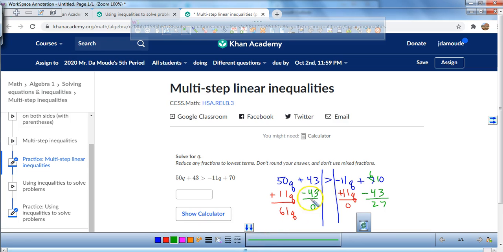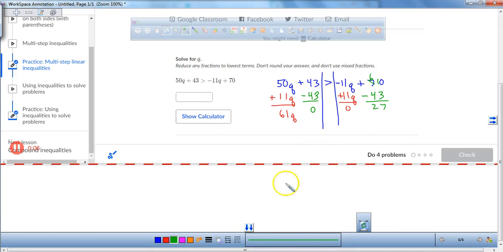So you can go back over there. What do we have left? It looks like we have 61q is greater than 27. To solve for q, all we got to do is get q by itself. That's being multiplied by 61, so we're going to divide both sides by 61. So these cancel to a 1, and q is greater than 27 over 61.